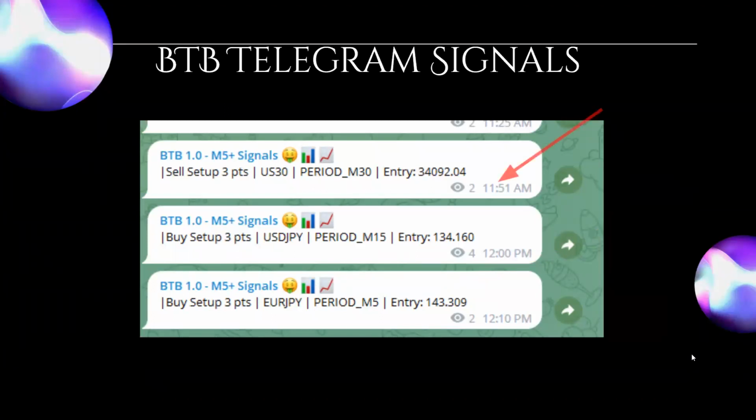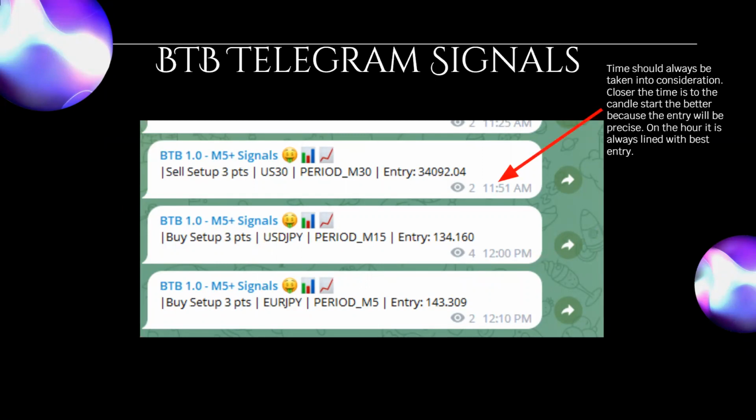And then the last part is the time. Very important. It just looks like it's telling you what time the trade came, but that's a very important part, because it has to do with your entry and the length of the candle and how long the candle's been alive. Time should always be taken into consideration. The closer the time is to the candle start, the better, because the entry will be precise. On the hour, it is always lined up with the best entry. So on the 5 minute, the 15, the 30, the 1 hour, you're always going to be a precise entry, right?